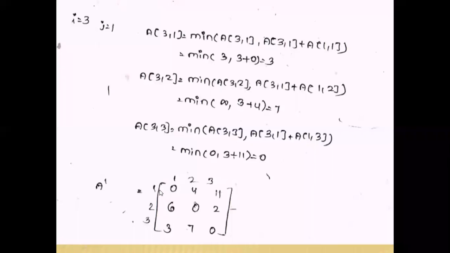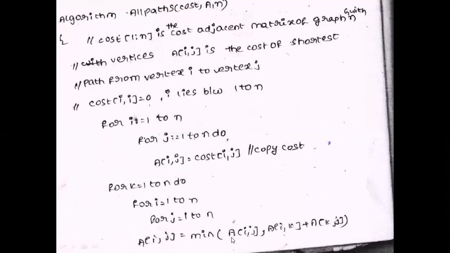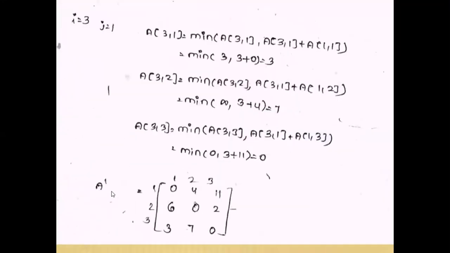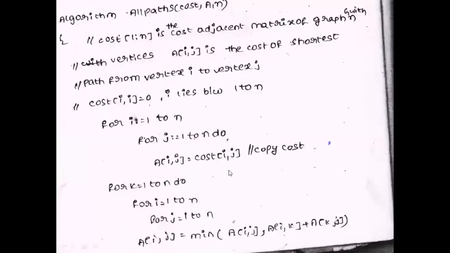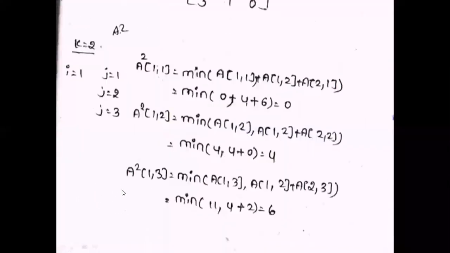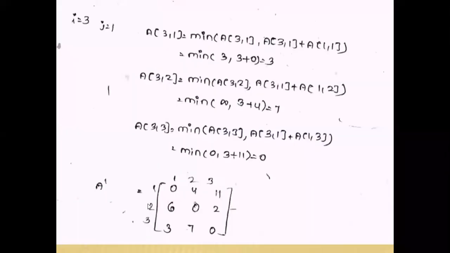Suppose there is no path, then you directly consider the previous matrix. Here you consider A of i comma j and A of i comma k plus A of k comma j, and whichever is minimum, we consider. For the calculation of A power 1, we are using the matrix A power 0. For the calculation of A power 2, we are using matrix A power 1.